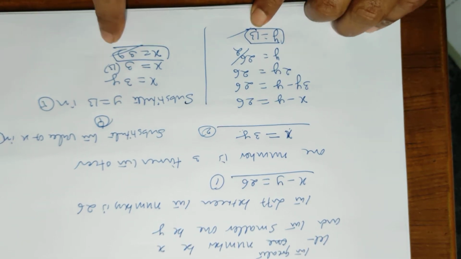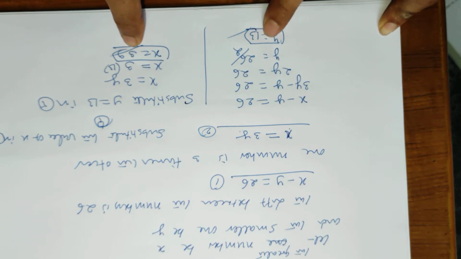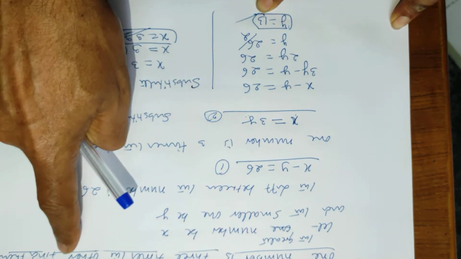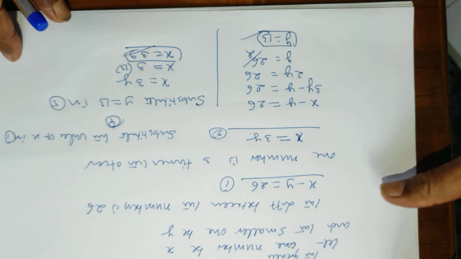See, one is 3 times the other. The greater one, 39. 13 times 3 is 39. This is 3 times this number. And the difference between these two is 26. 39 minus 13 gives you 26. So let us move on to the next.